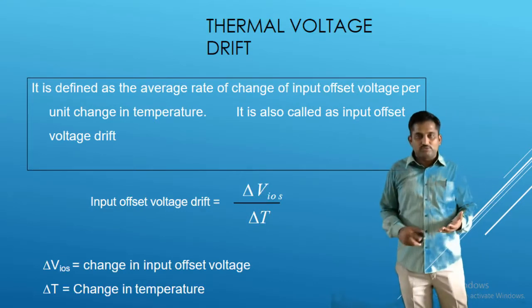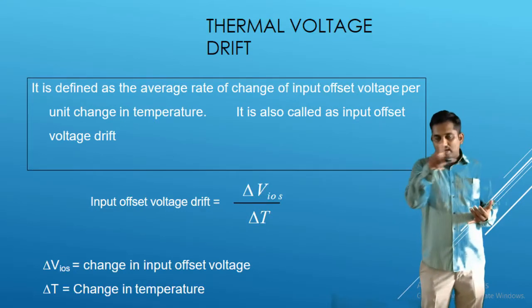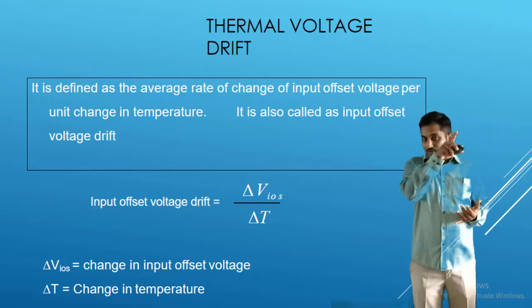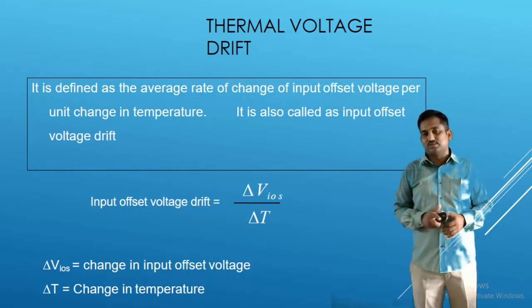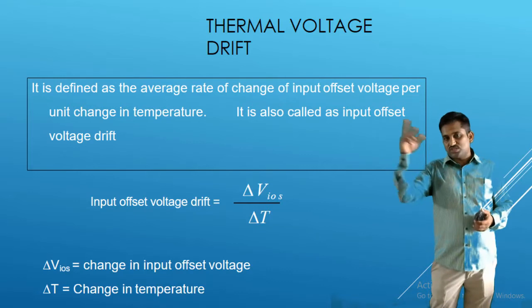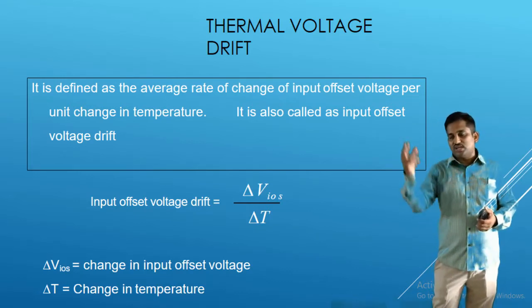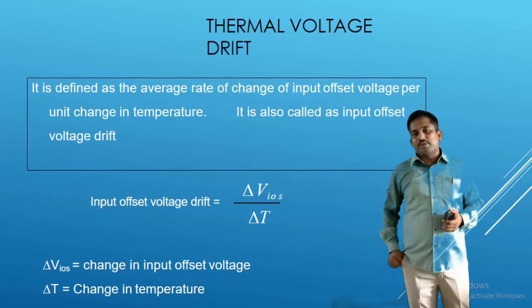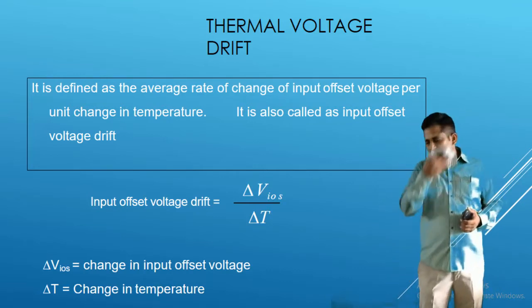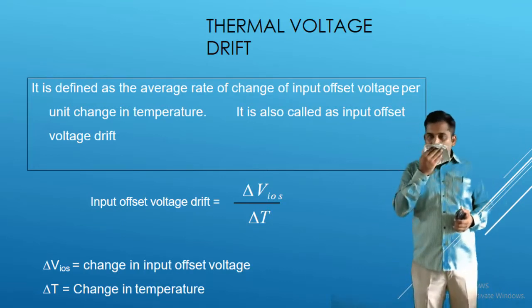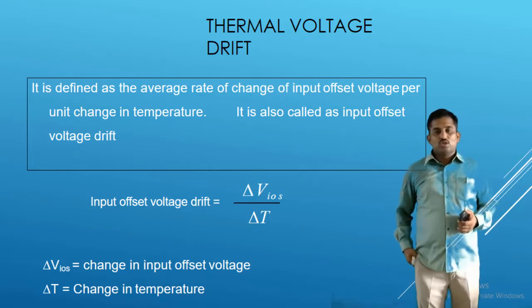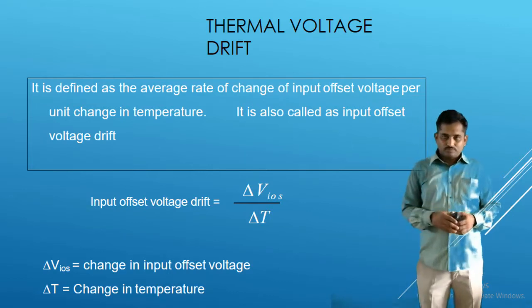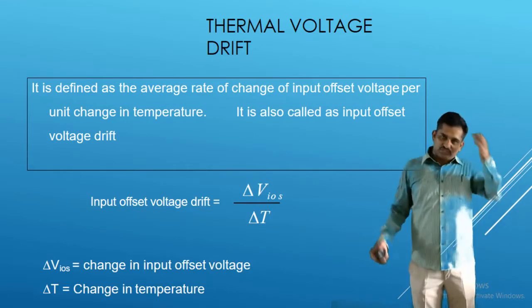In thermal drift, we have to explain the DC characteristics in variation with temperature, as well as time, and last but not the least, the supply voltage. First I am going to explain with the help of temperature. That is called the average temperature coefficient.